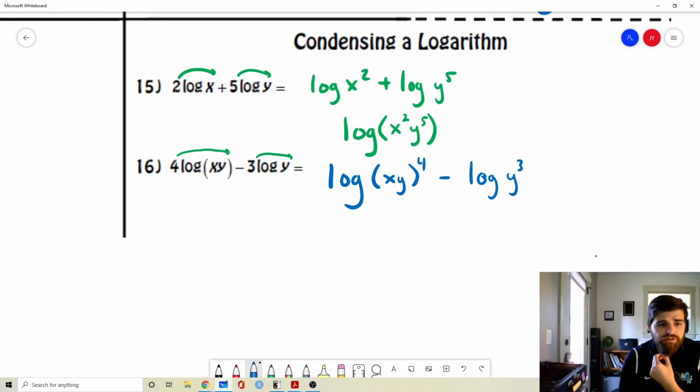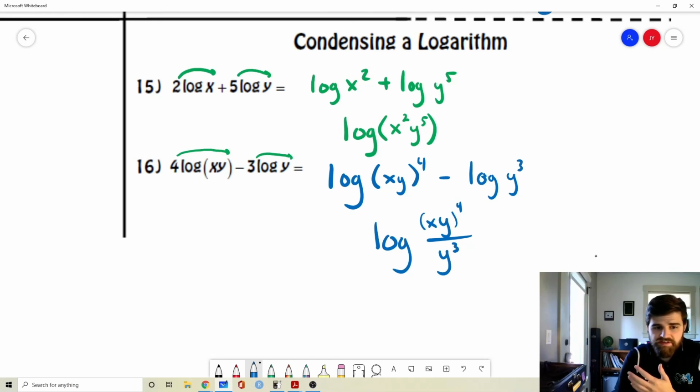Okay, and now I've got some subtraction here. So I'm going to use my quotient rule to get this all into one log. And on top is going to be this x y to the 4th, and on the bottom y to the 3rd. And again, this is getting a little bit confusing, so I'm going to use some big parentheses to make sure that we know that all of this is inside the log. Again, notice it's a common log because there's no base shown. Okay, so this is pretty good. This is all right, but we can do a little bit better with this.